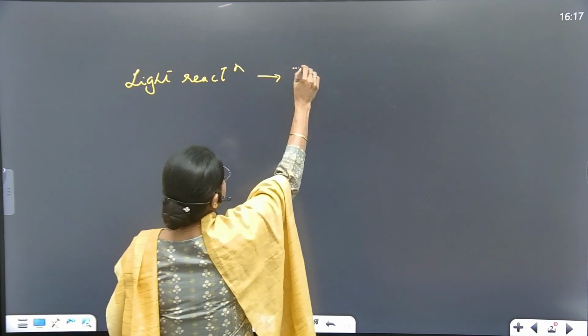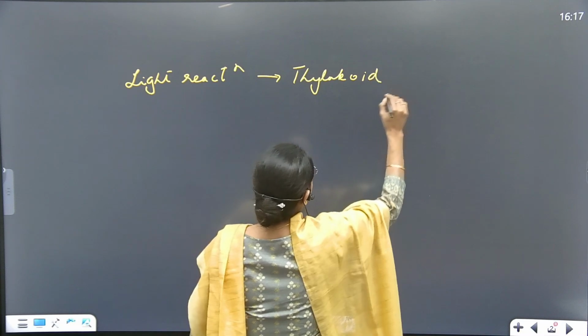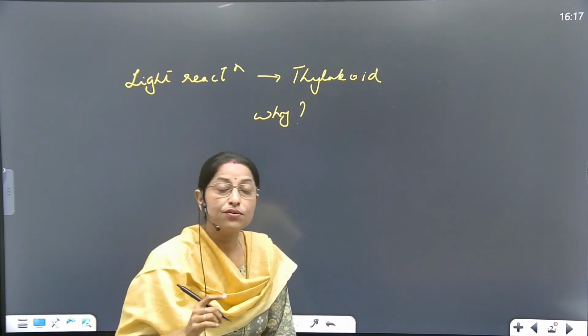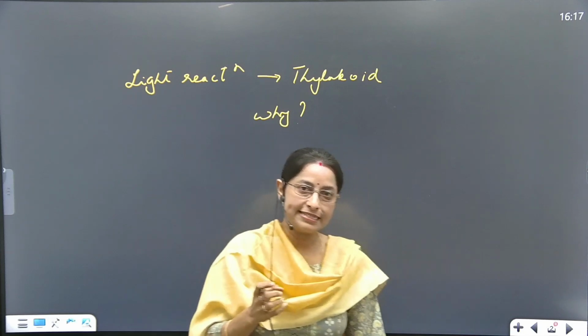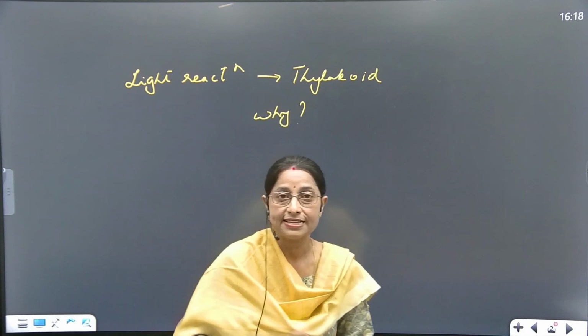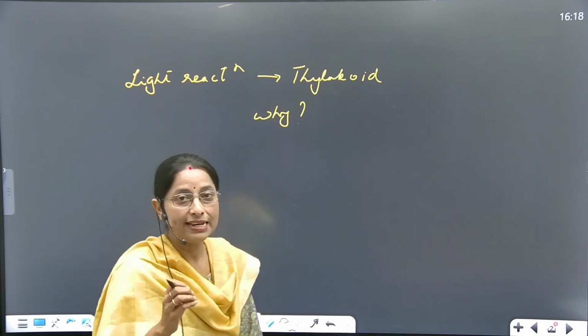Where did we say the light reaction occurs? Thylakoid. Right? Now the question is, why in the thylakoid? Why the thylakoid and not the stroma or grana? They are different components of the chloroplast. So we need to understand why in the thylakoid. Why does the light reaction occur in the thylakoid?